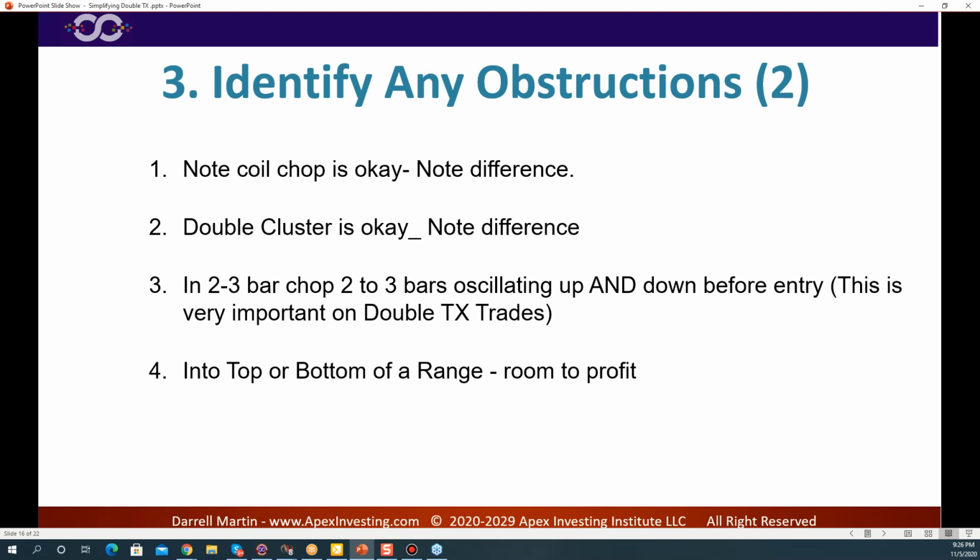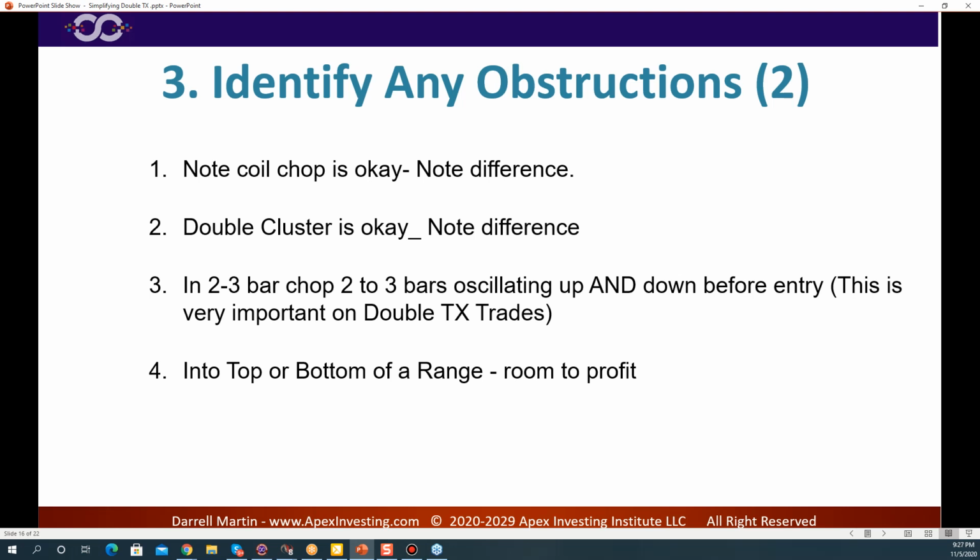Also here with the double TX trade, the double cluster is okay. With the filtered TX trade, we don't take a trade if we have double clusters, meaning there's 2 clusters within 3 bars. We stay out of the trade. That rule does not apply here to the DTX.